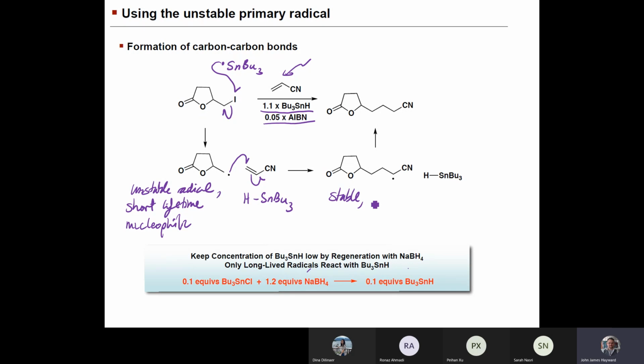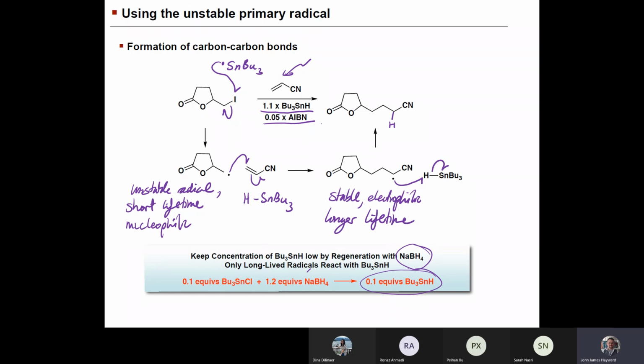And this radical is a lot more stable. This radical is electrophilic. It's going to therefore react with the tin hydride, for all the reasons that we said the primary radical wouldn't, selectively. And so we put in our hydrogen here to generate this cyanolactone. It's even possible to use fewer equivalents of the tributyl tin by actually regenerating it with sodium borohydride. So you take tributyl tin chloride and sodium borohydride, and you actually generate tin hydride. So there are a number of ways where you can keep your tin hydride concentrations low.